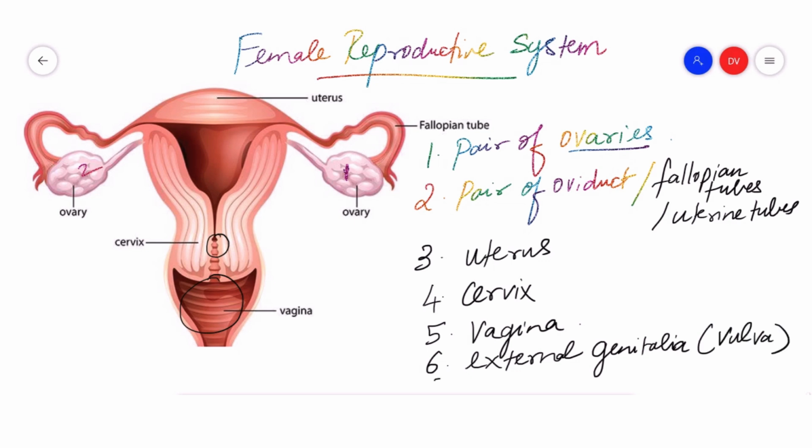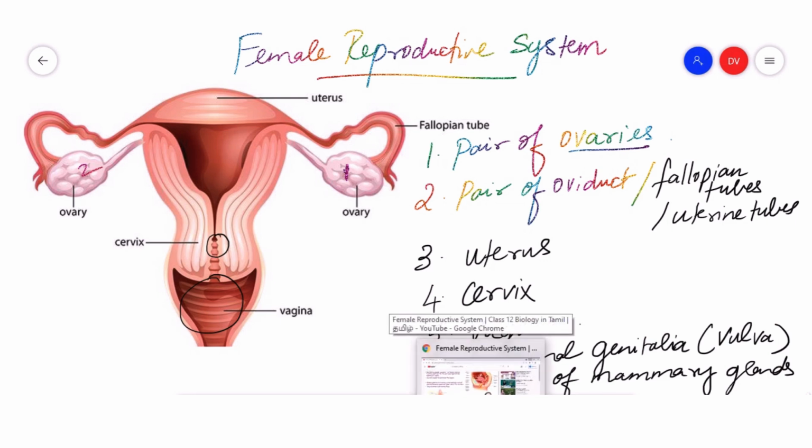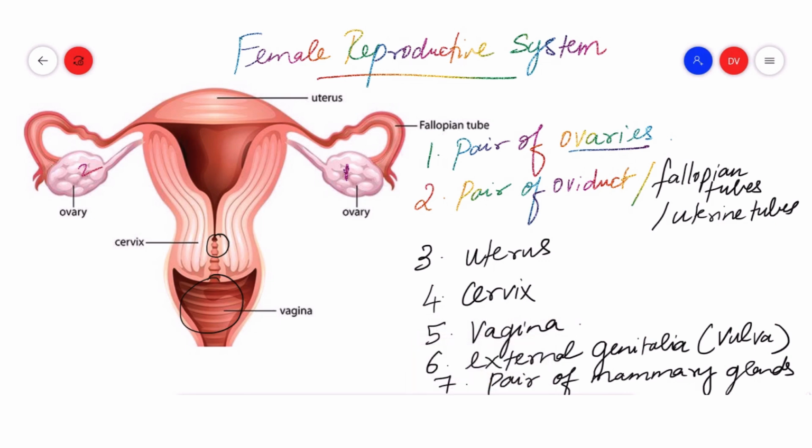And finally, a pair of mammary glands. If you ask me, ma'am, are mammary glands part of the female reproductive system? Yes, of course. The mammary glands have a role to play with ovulation and fertilization, and even during pregnancy and after birth, nourishing the baby. So all these are the parts of the female reproductive system.